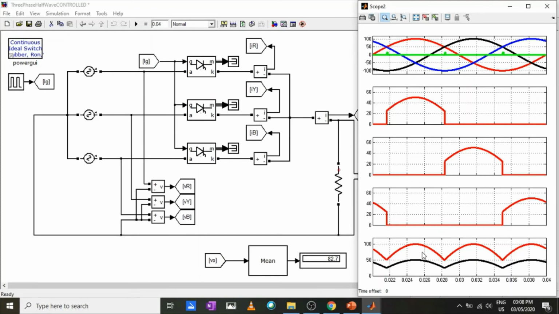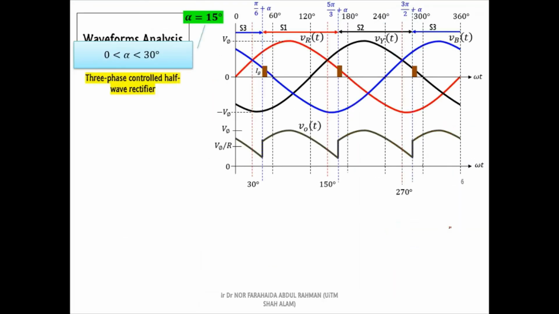When the firing angle is less than 30 degrees, we see from the simulation results that the rectifier will work under continuous output voltage and current conditions. Meanwhile, when the firing angle is higher than 30 degrees and lower than 120 degrees, the rectifier operates at discontinuous output voltage and current conditions.